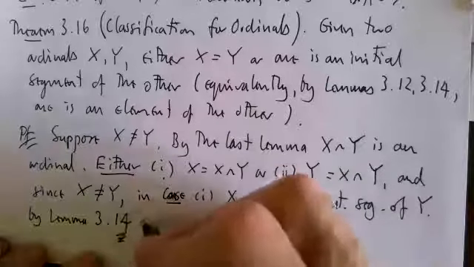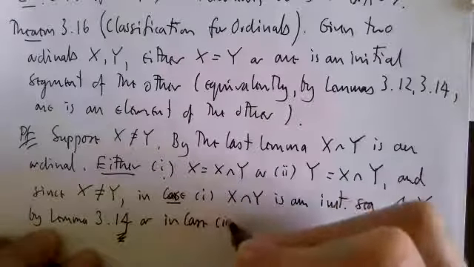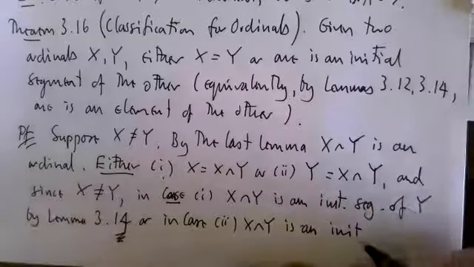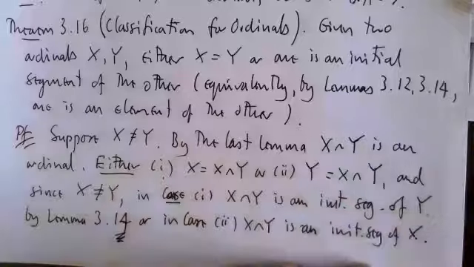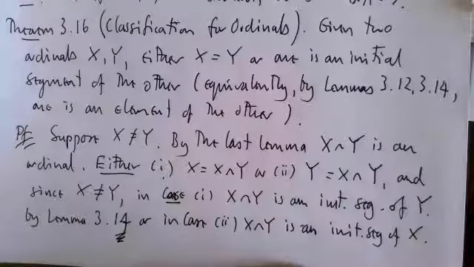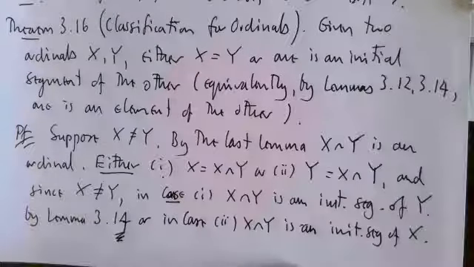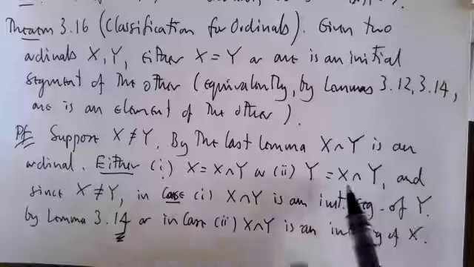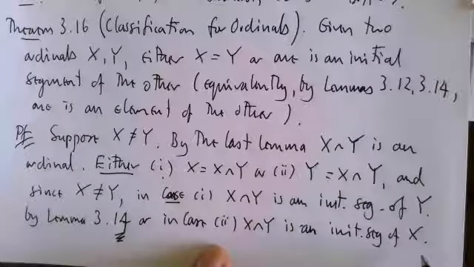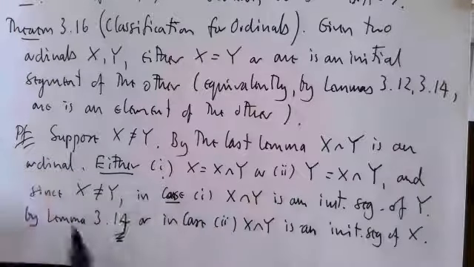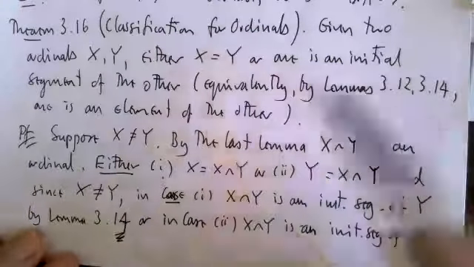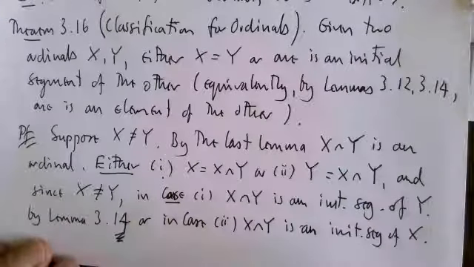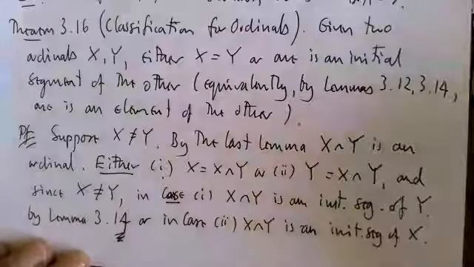Or case two, it's the other way around. It's an initial segment of X. Okay, so here we had that X then ends up as an initial segment of Y, and here we end up with Y is an initial segment of X. So in this scenario here, the lemma is proven. And we assumed X was different from Y, and we end up with X being an initial segment of Y or vice versa here. But there is an or case that we have to rule out.